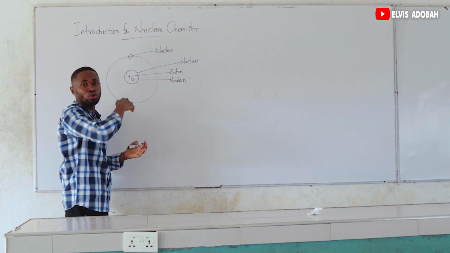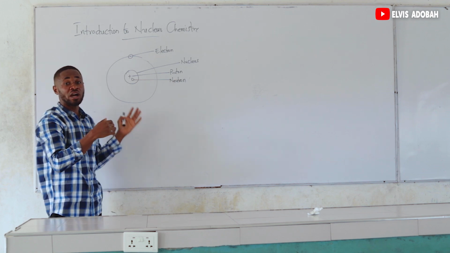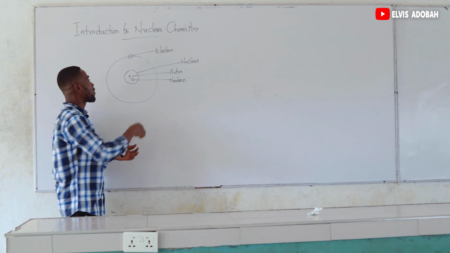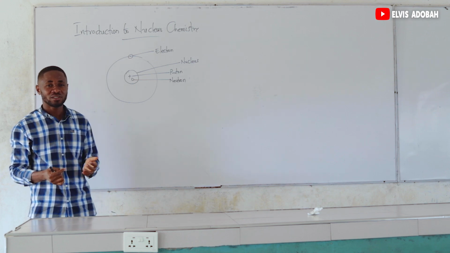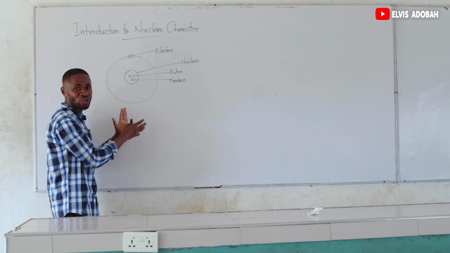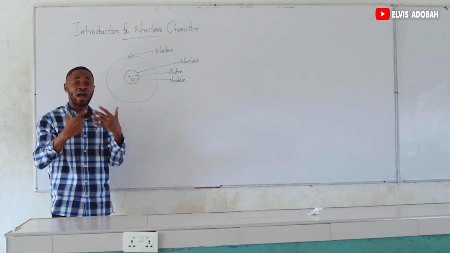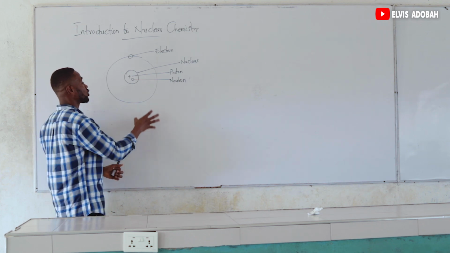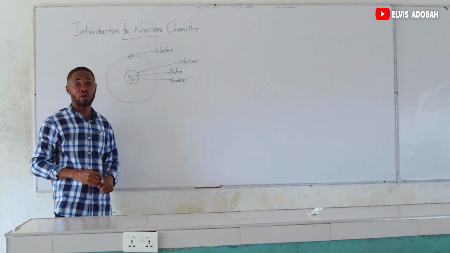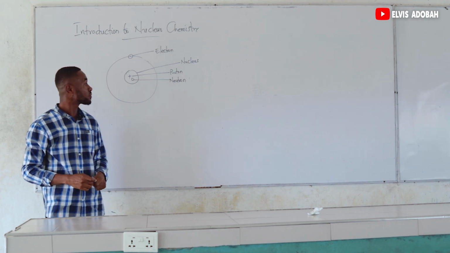Outside the nucleus of the atom, we have shells or energy levels, where we have negatively charged particles called electrons. Now, this is not actually how the atom looks, but for the sake of our discussion, to make everything easier to understand, let's assume this as the structure of the atom.